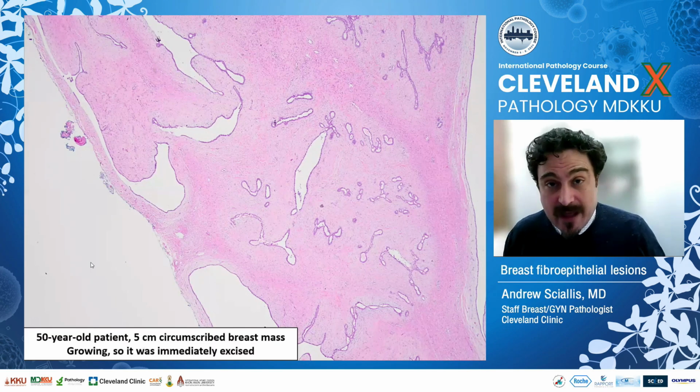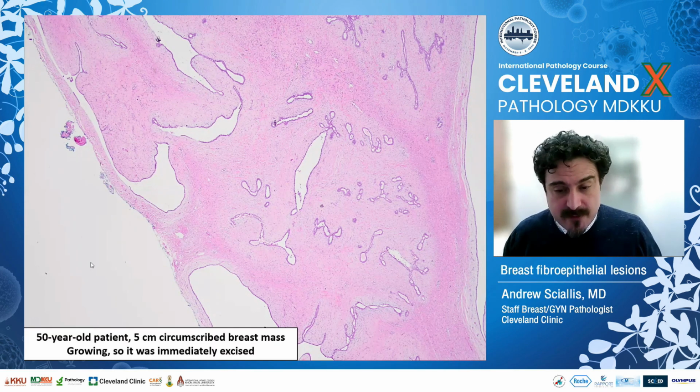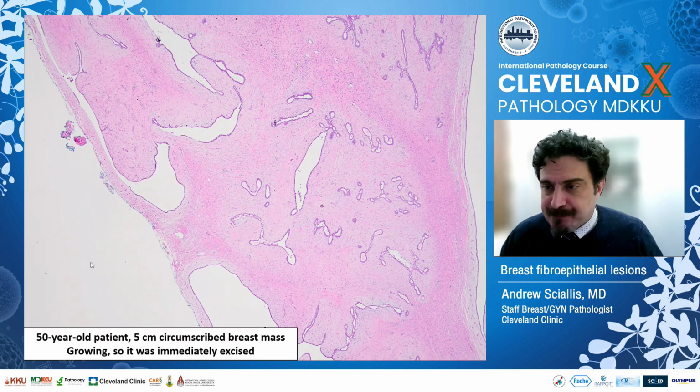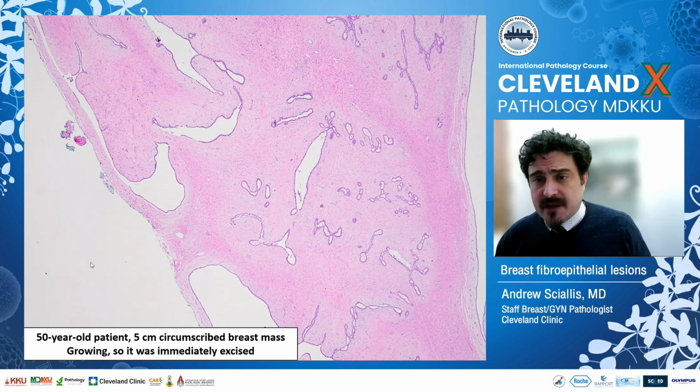So this is one that I had a few months ago. This was from a 50-year-old patient. It was a 5-centimeter circumscribed breast mass. It was growing, so it was immediately excised. This one did not go through a core biopsy. So here's what it looks like off the get-go.